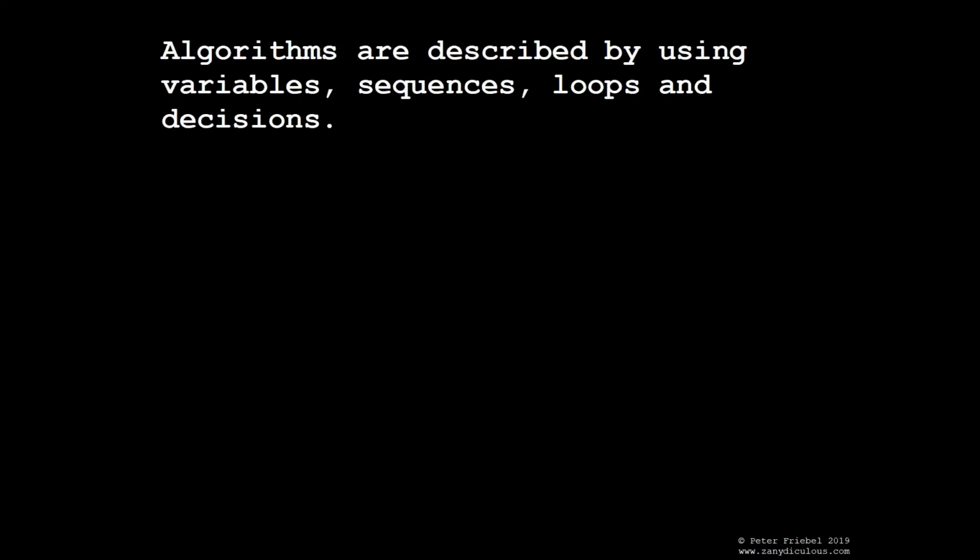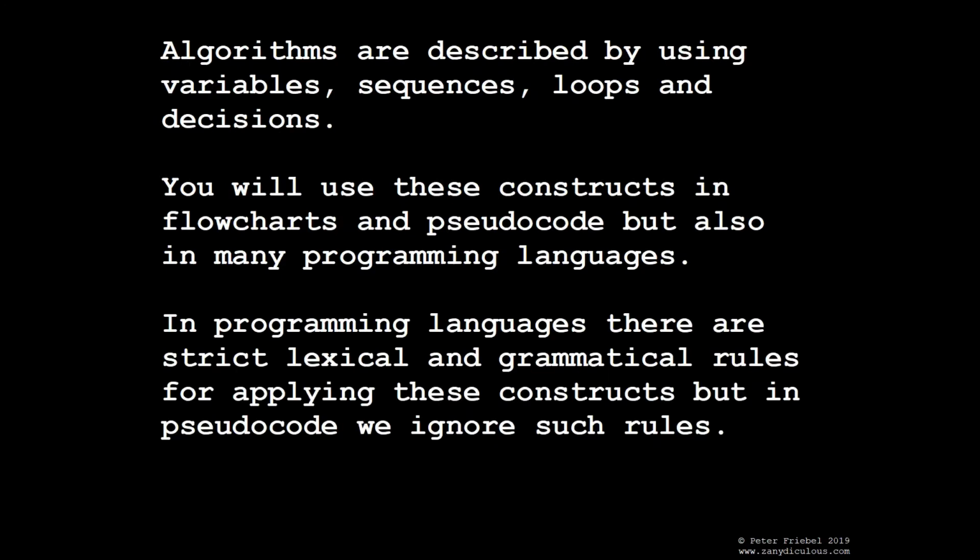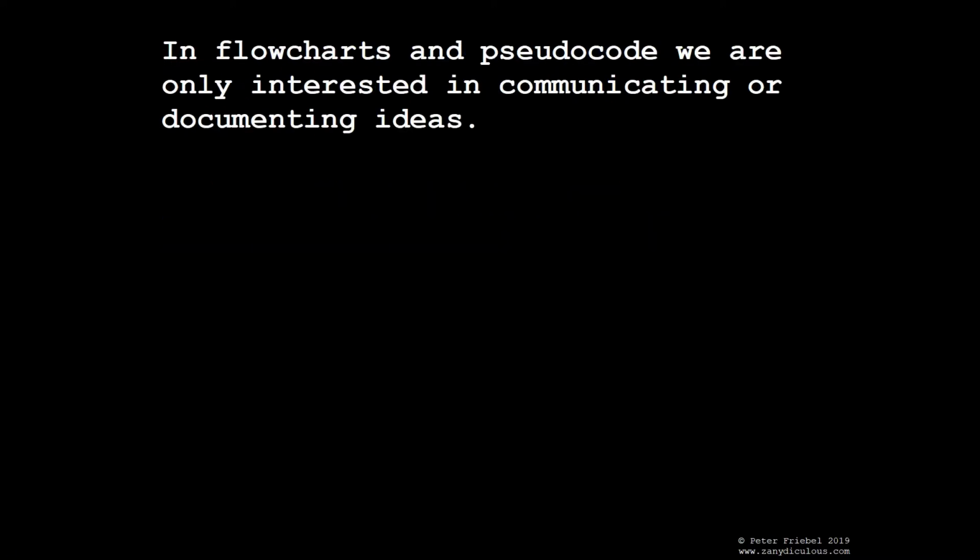Algorithms are described by using variables, sequences, loops and decisions. You will use these constructs in flowcharts and pseudocode, but also in many programming languages. In programming languages, there are strict lexical and grammatical rules for applying these constructs, but in pseudocode we can ignore all that. In flowchart and pseudocode, we are only interested in communicating or documenting ideas.